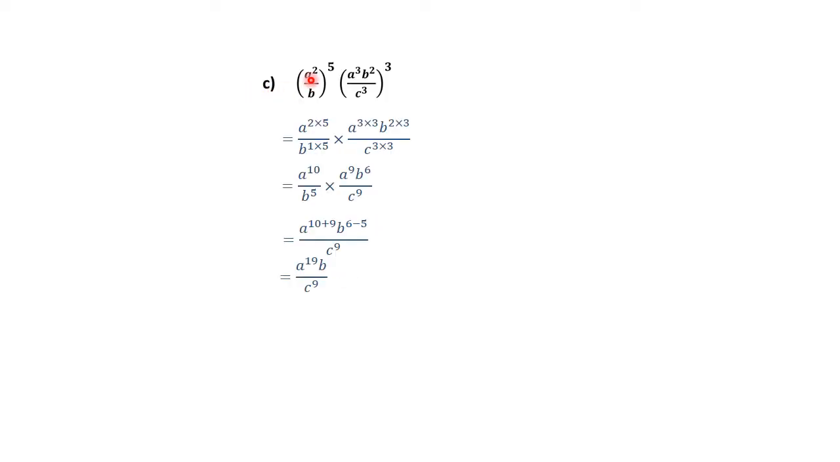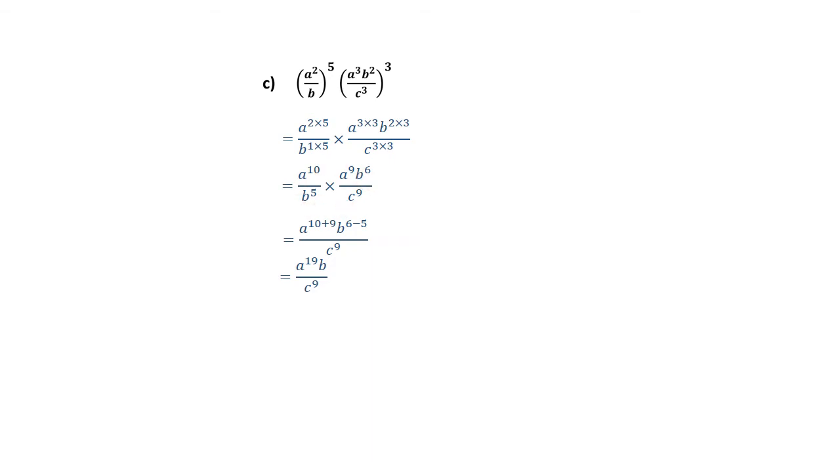Part C. a squared over b to the power 5. First I'll simplify it. 2 times 5 is 10. No power means 1. 1 times 5 is 5. Now the second expression. 3 times 3 is 9. 2 times 3 is 6. 3 times 3 is 9.